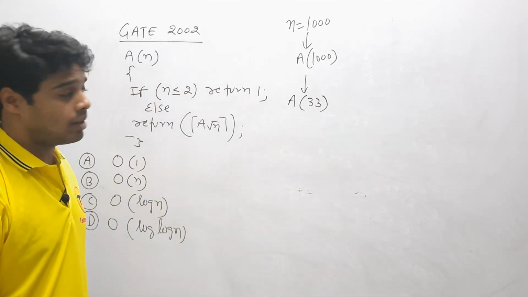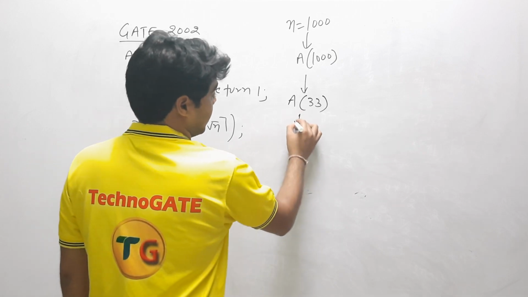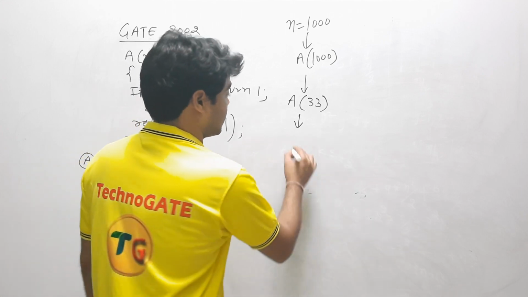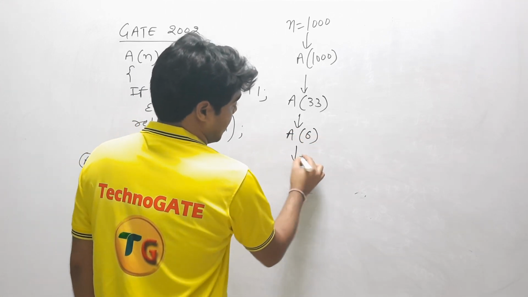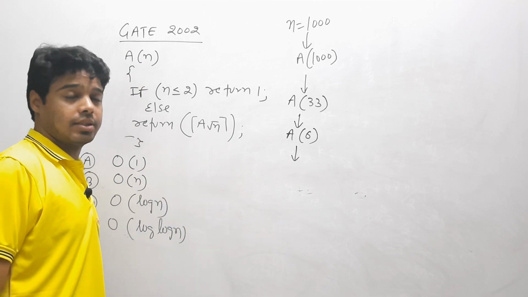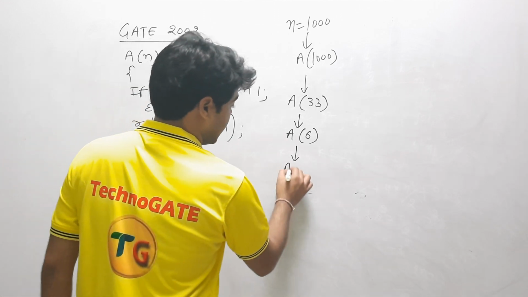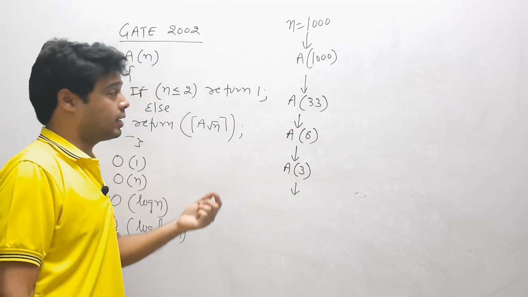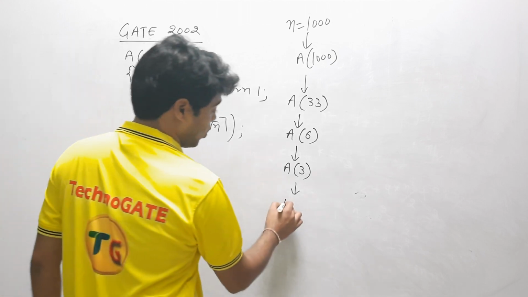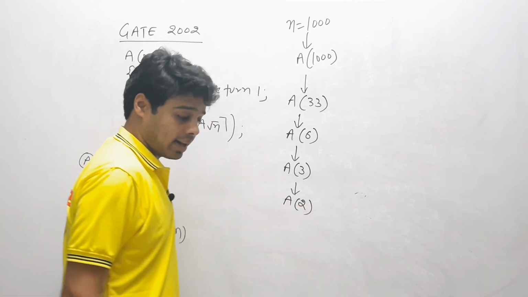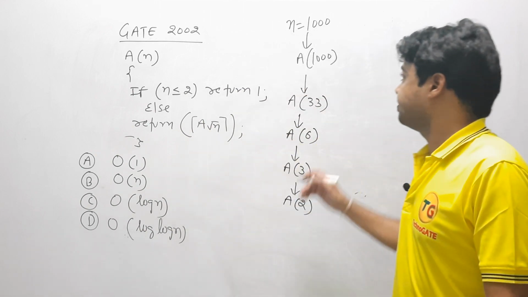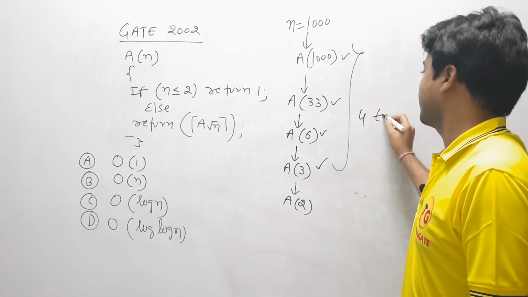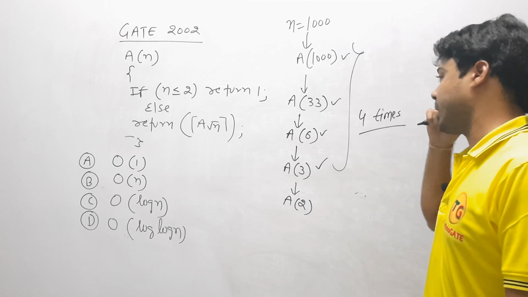So take any counter example and solve the problem. Now 33 again. The square root of 33 is approximately 5 point something, so it becomes 6 because of the ceiling function. Again the square root of 6 is 2 point something, so the ceiling is 3. Now the square root of 3 is 1 point something, so it is 2. At 2 it returns. So how many times will it execute? 1, 2, 3, 4 times. Only 4 times it will execute.